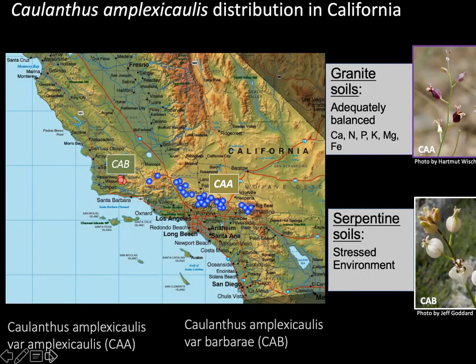There are two varieties of Caulanthus amplexicaulis that I'm looking at. We have variety amplexicaulis, or CA, which is mostly a granite-living individual, and its sister variety barbarae, or CAB, is a serpentine endemic. Both plants are located in California, and we can see that CA has a much wider distribution in comparison to CAB, our serpentine endemic.